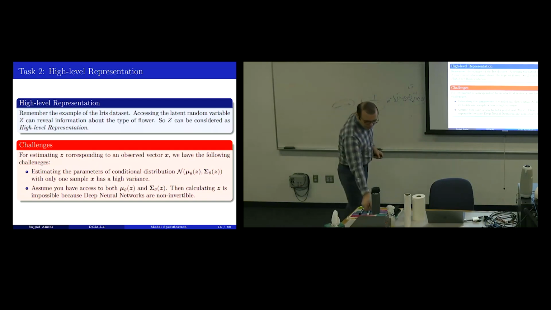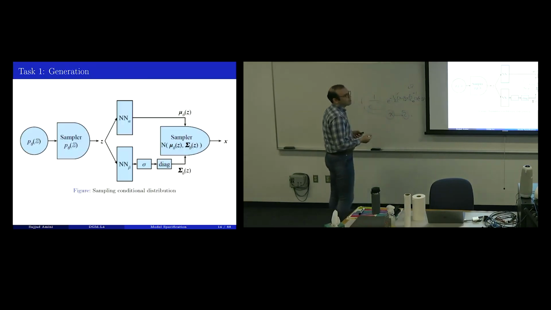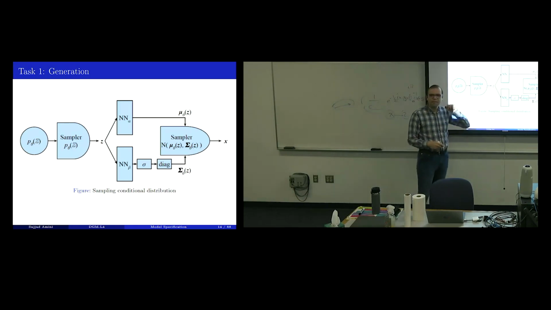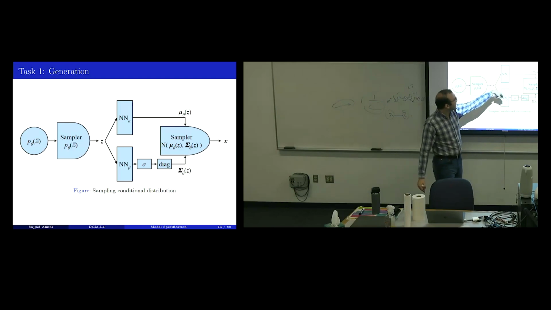Now I can say that, when I have an X, I know that Z is very interesting information. So can I reverse this process to understand Z? Is it possible? Assume that I sample X from here, someone gives me a sample X from this procedure. Can I understand Z given X, just by looking at this procedure?